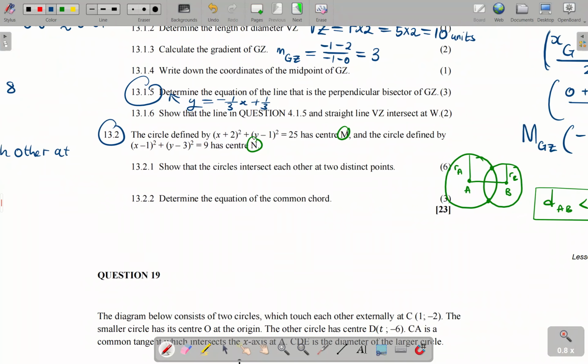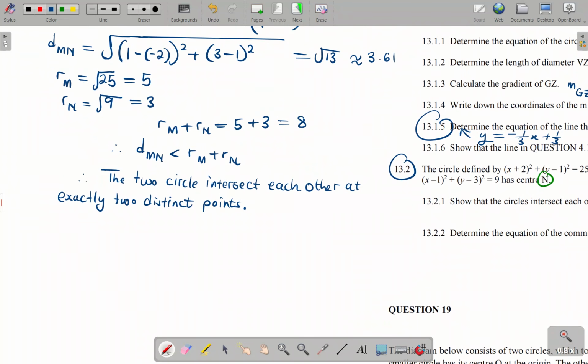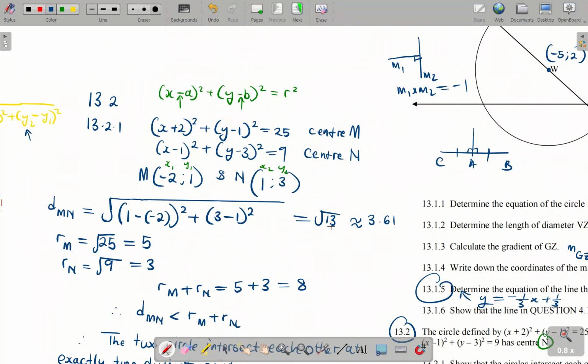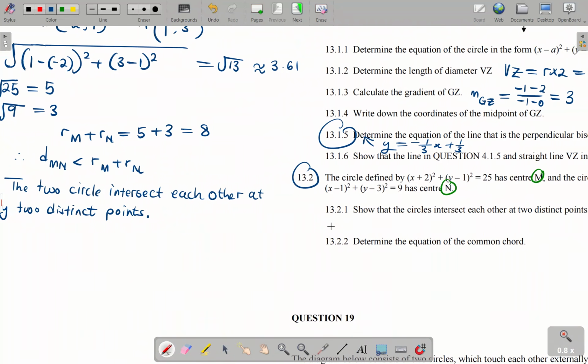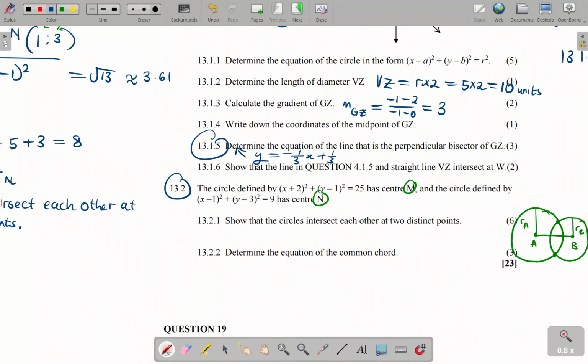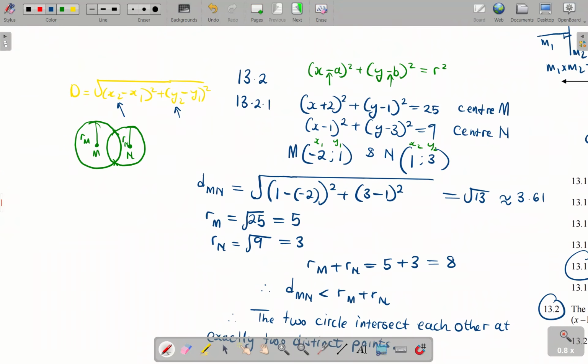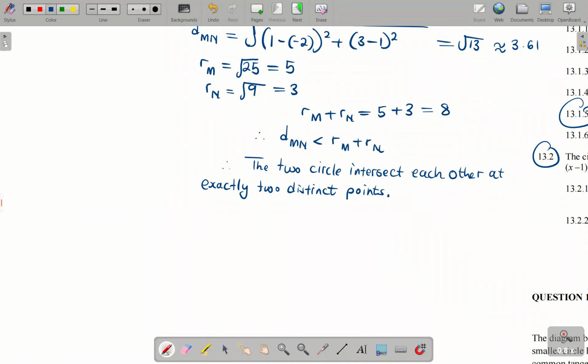So now, determine the equation of a common chord. So this is very important. This whole lesson is all about the circles intersecting each other. It's very important, this one, guys. I have a feeling it's all important, I know, but this one, yeah. So make sure you don't miss it.